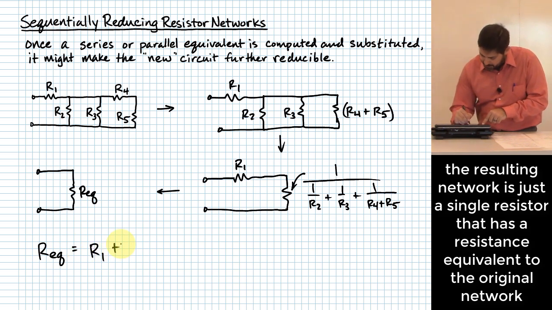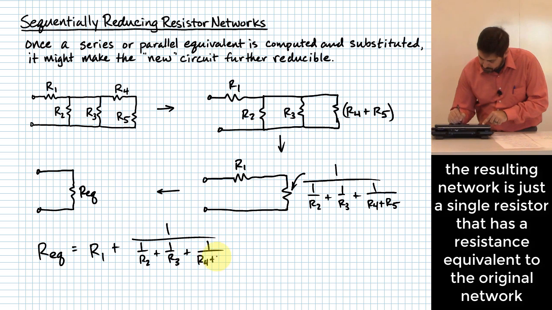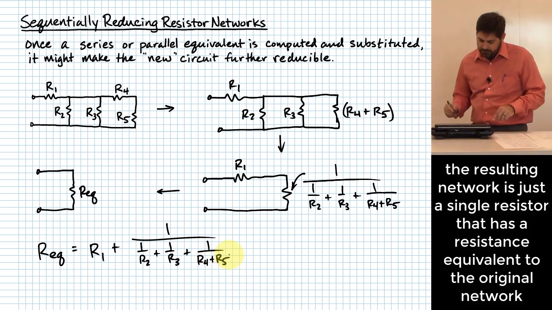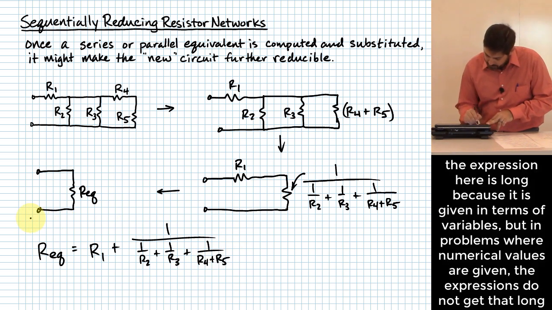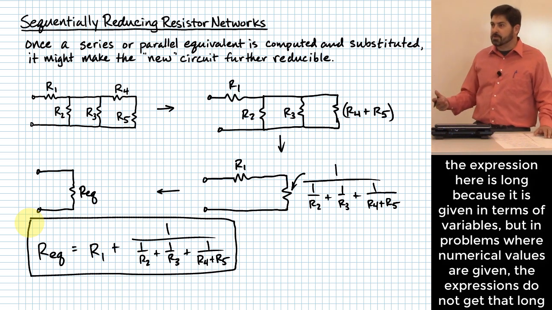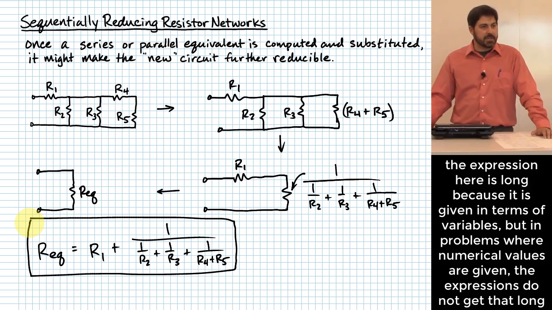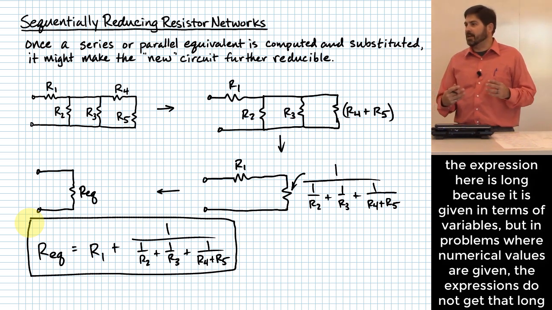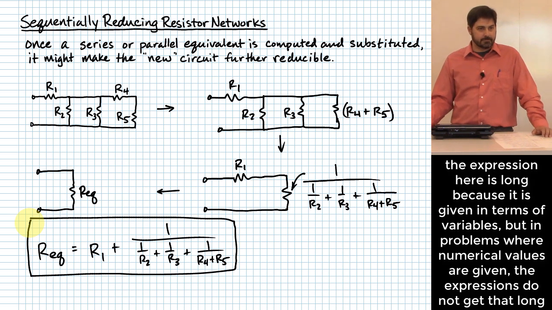R1 plus this big fraction, someone says. That's exactly right. 1 over R2 plus 1 over R3 plus 1 over R4 plus R5. Now, a lot of times you'll be given problems like this and you won't be doing it in terms of variables, you'll be doing it in terms of actual numbers. That tends to make it a little bit easier, but I wanted to do the first one in terms of variables. That way you see how it unfolded regardless of what the numbers were.